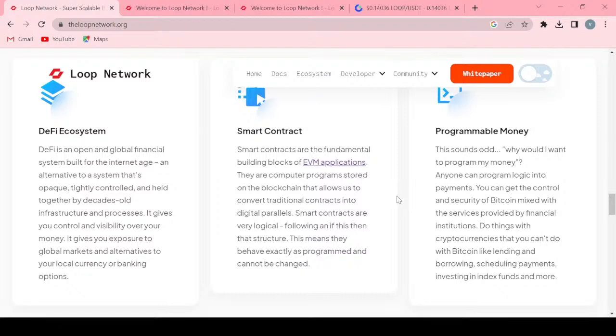And programmable money. So what is programmable money? It sounds odd, and why would I want to program my money? Anyone can program logic into payments, and you get the control and security of Bitcoin mixed with the services provided by financial institutions. You can do things with cryptocurrencies that you cannot do with Bitcoin, like lending and borrowing, scheduling payments, investing in index funds, and more.